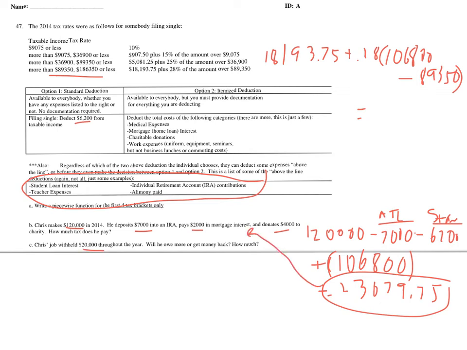However, we see that he paid $20,000 throughout the year, and so I subtract those amounts, and it looks like he did not pay enough, so he owes the difference, which would just be 3079.75 more.